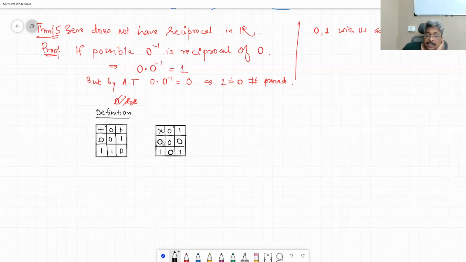What do I mean by that? 0 into 0 is equal to 0. 0 into 1 is 0. 1 into 0 is equal to 0. 1 into 1 is equal to 1. Suppose we define our multiplication and addition like this. All of A1 to A4, M1 to M4, D, these definitions satisfy.